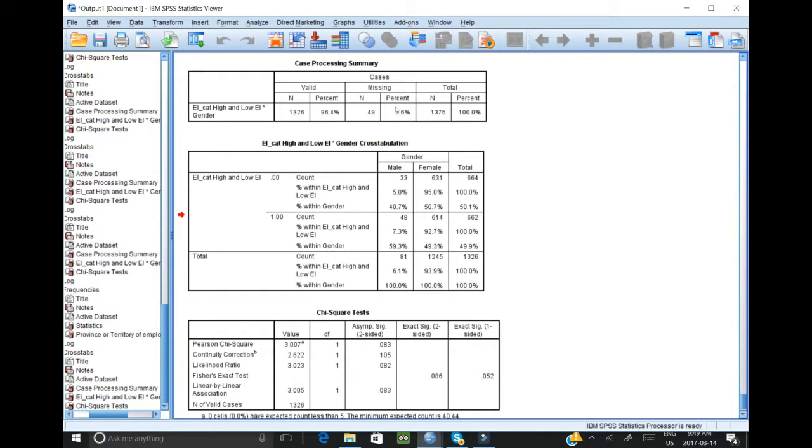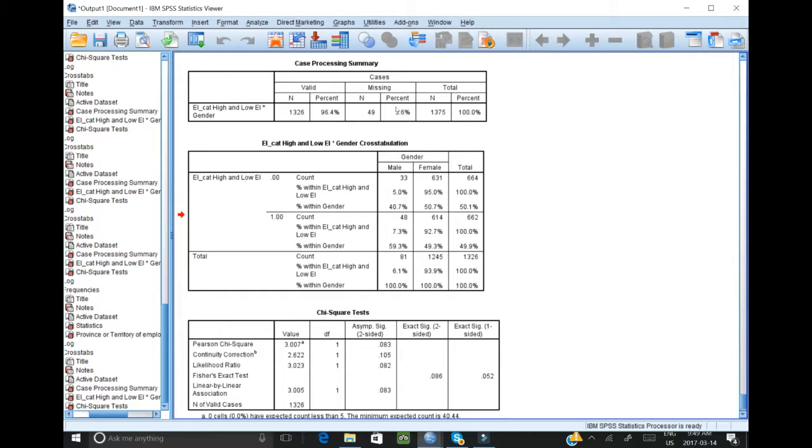So the first box has 33 males who have low emotional intelligence scores. Next to it are the 631 females who have low scores on emotional intelligence. And then underneath of each of the counts, it has the percentage within. So of those in the sample that have low scores on EI, 5% were male and 95% were female.